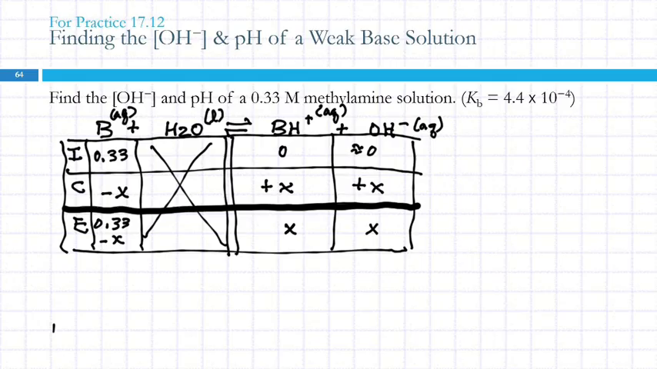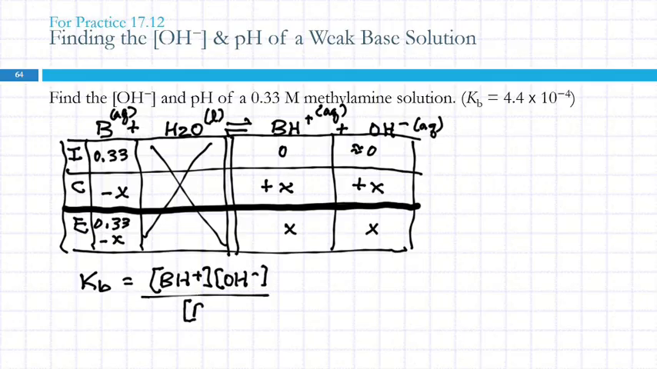We've been doing a lot of ICE tables. This is the second chapter with ICE tables, and there's one more coming. So if you have any struggles with ICE tables, please come and ask me about it. Once you see how they work, it's pretty simple, but it can be a bit of a journey to being able to see it. So I'm going to write my Kb expression. And then I know what Kb is because they gave it to me.